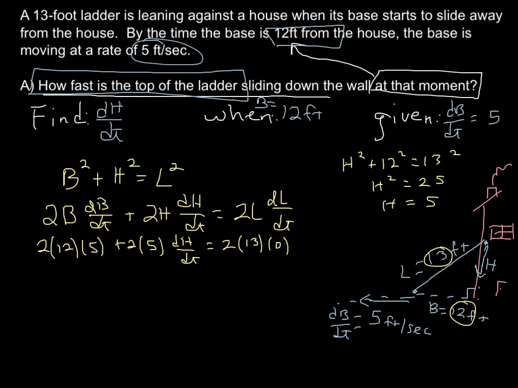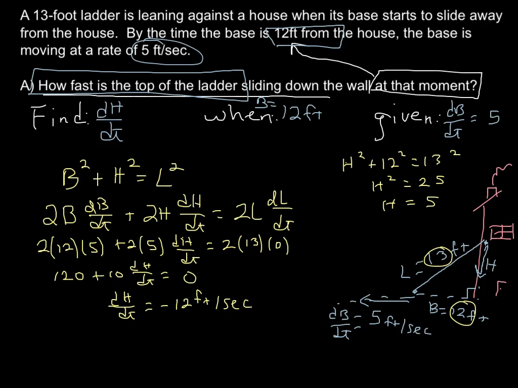And now we just start working everything out. Okay, so we've got 2 times 12 times 5, that would be 120, plus 10 dH/dt equals 0. And so when we bring the negative 120 over and divide by 10, we'll end up with dH/dt equals negative 12. And our units on that are going to be feet per second, and I'm getting that from the problem. Okay, so dH/dt is negative 12 feet per second.